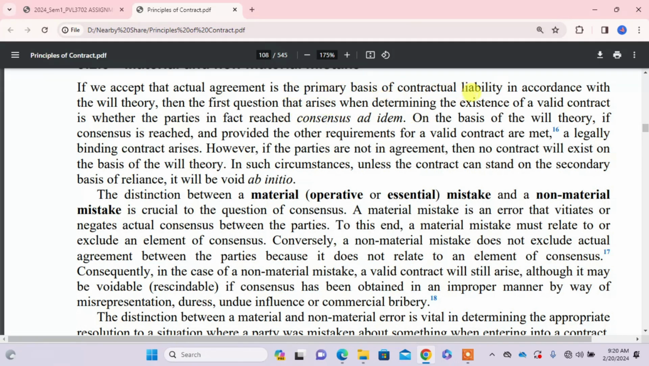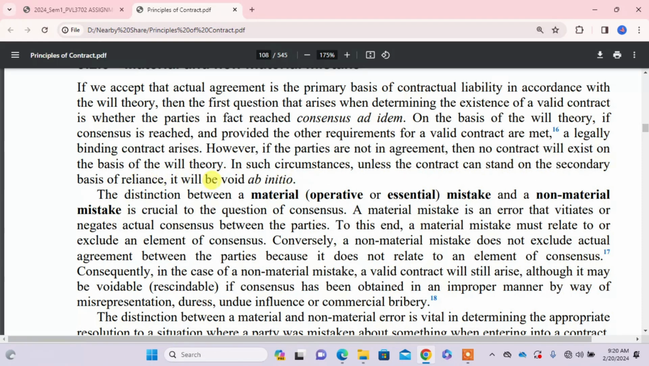On the basis of the will theory, if consensus is reached and provided the other requirements for a valid contract are met, a legally binding contract arises. However, if the parties are not in agreement, then no contract will exist on the basis of the will theory. In such circumstances, unless the contract can stand on the secondary basis of reliance, it will be void ab initio.